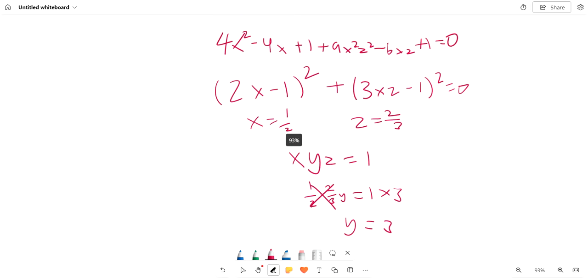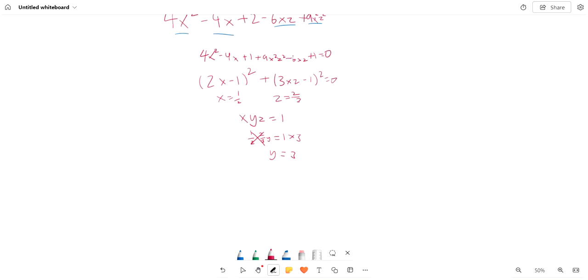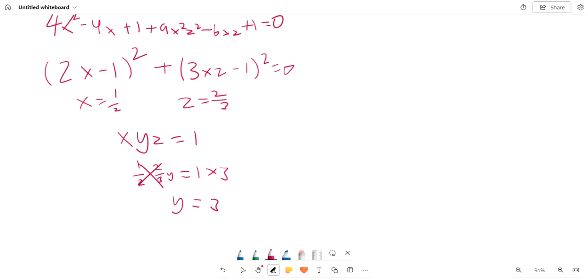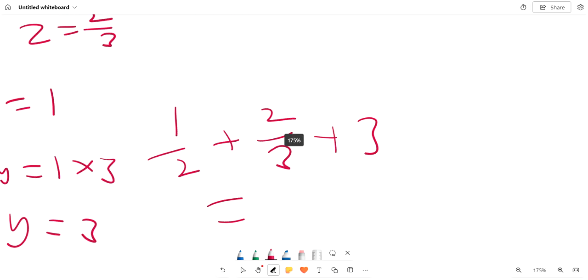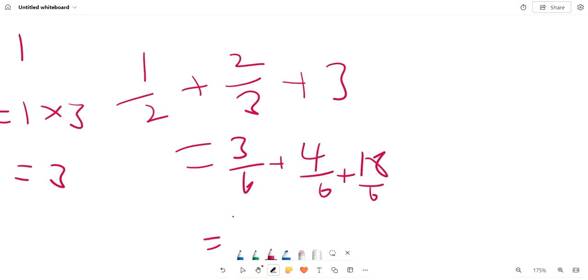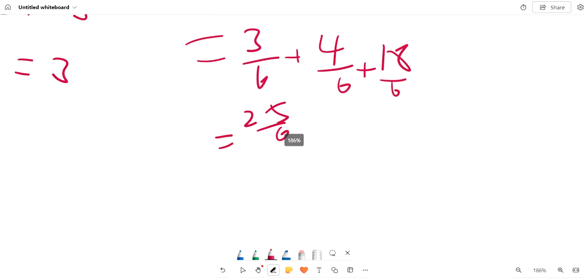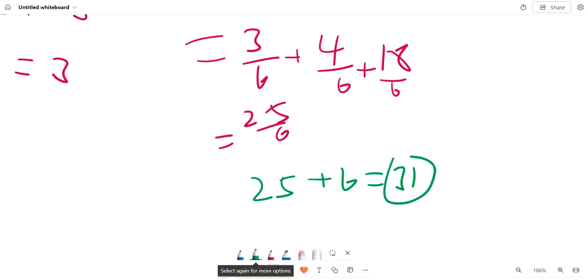And so we have the three numbers already, and we're trying to find x plus y plus z. So we add them up, and we get 1 over 2 plus 2 over 3 plus 3, and this equals 3 over 6 plus 4 over 6 plus 18 over 6, and we get 25 over 6. And it wants us to find m plus n, so we just get 25 plus 6 equals 31, and so that's our answer.